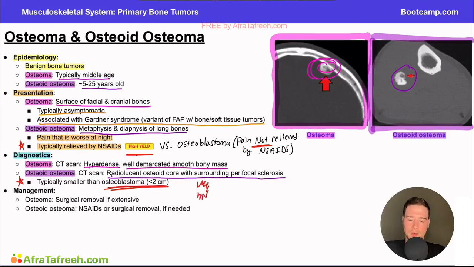Osteoblastoma, I think of a big blast, right? It's big, it's an explosion. I think blastoma equals big. That's typically going to be greater than 2 centimeters. But here in the osteoid osteoma, it's smaller. So it's typically less than 2 centimeters on imaging.